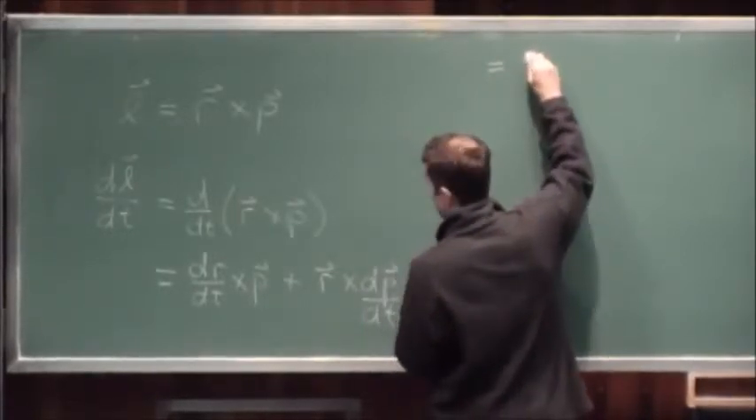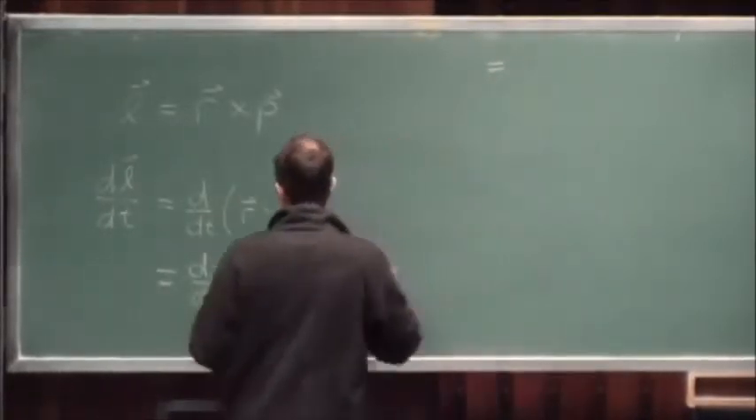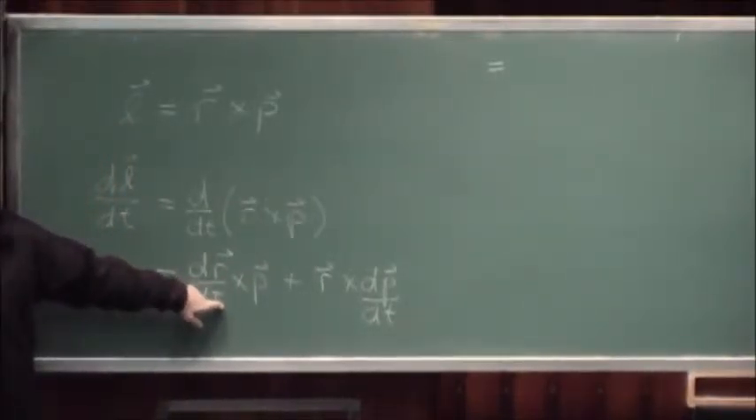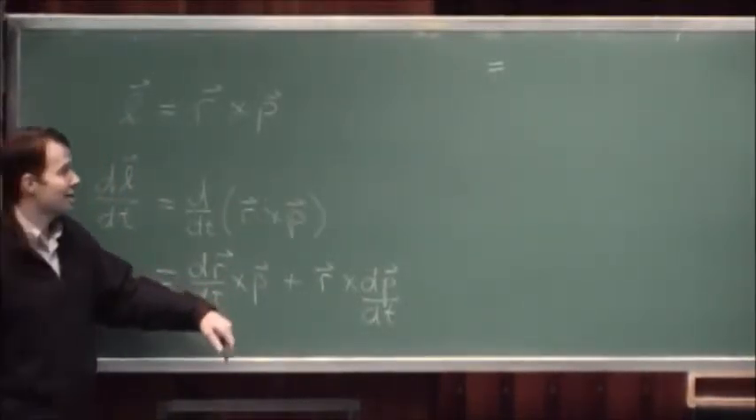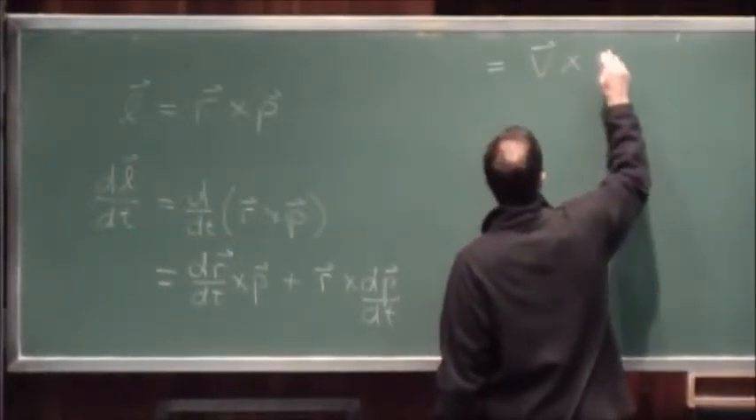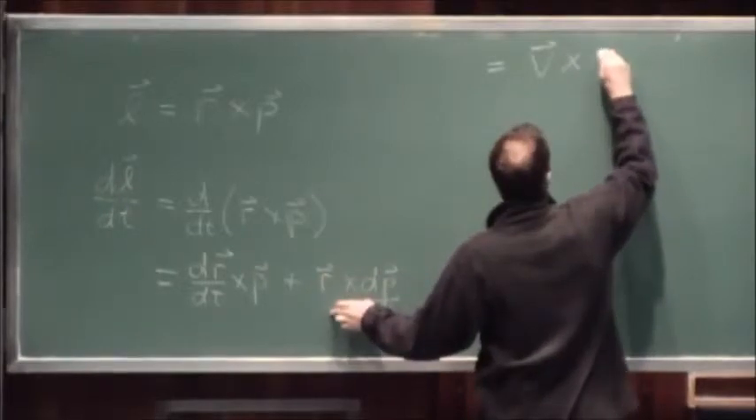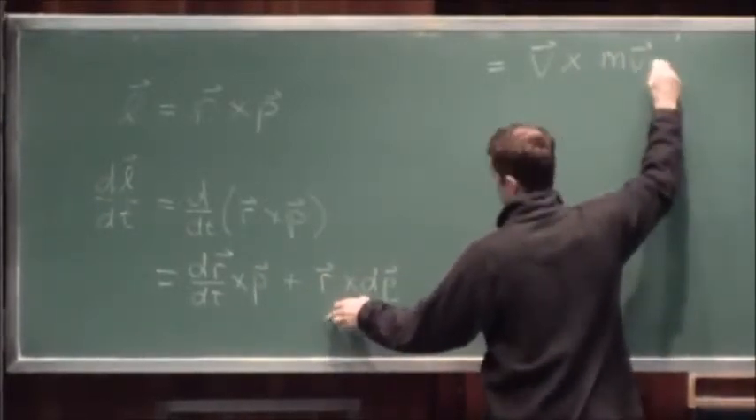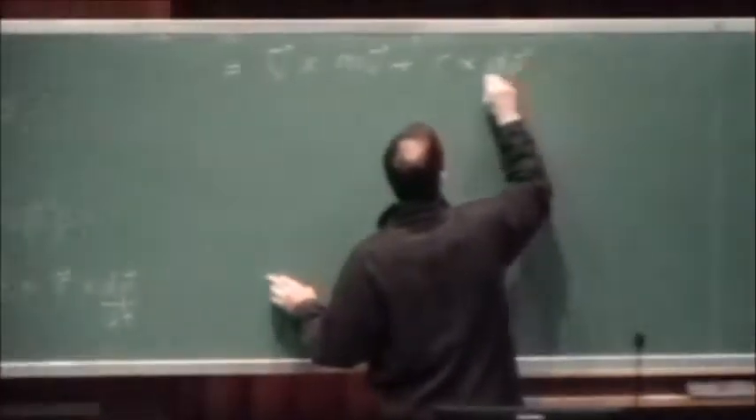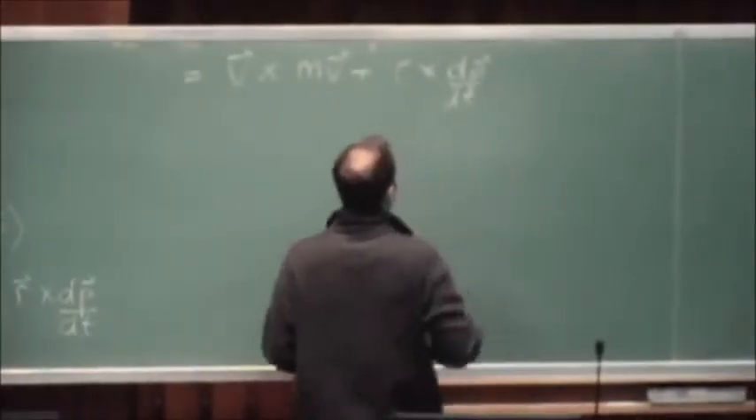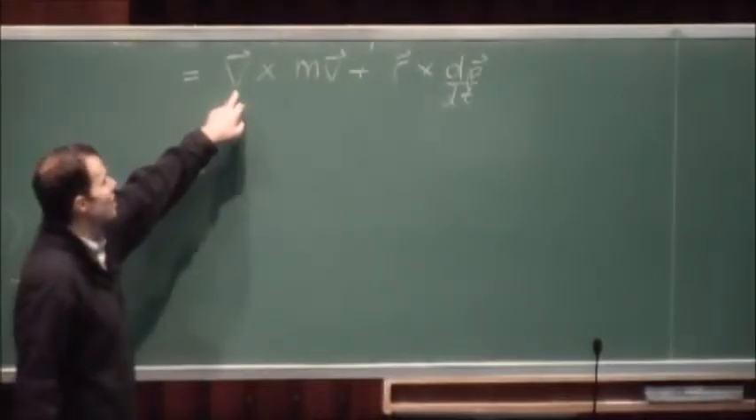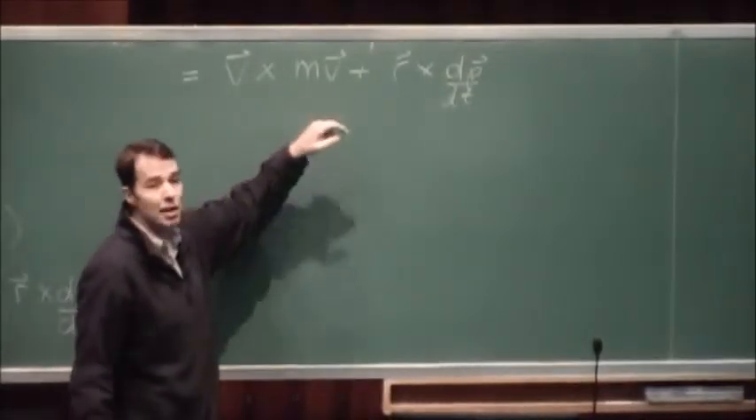So if I look at this, and I just bring this out, what this is really saying is that this is equal to dr/dt. Sorry, I forgot the vector there. What is dr/dt? Velocity. So what I have is velocity crossed with m times velocity plus r crossed with dp/dt. But what is the cross product of v with itself?